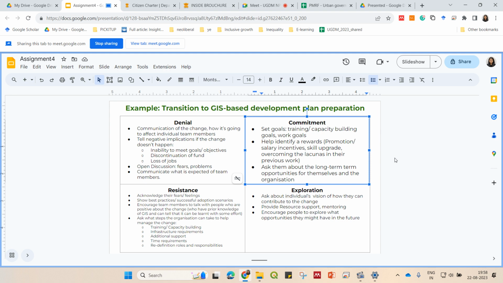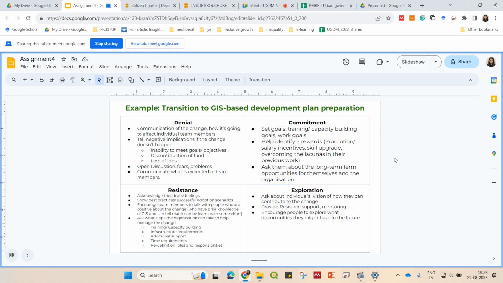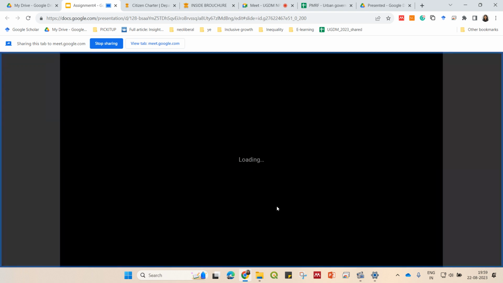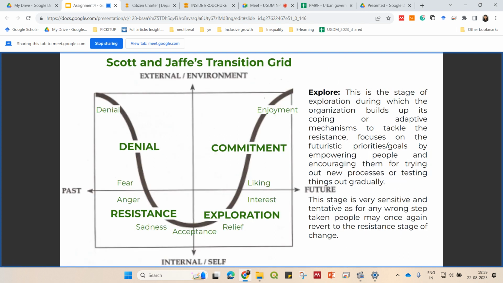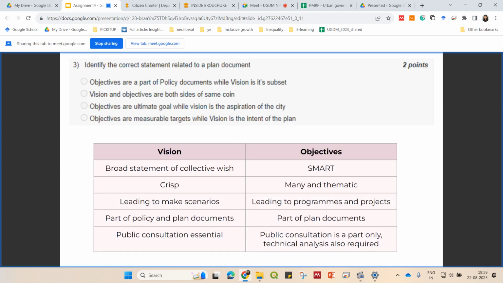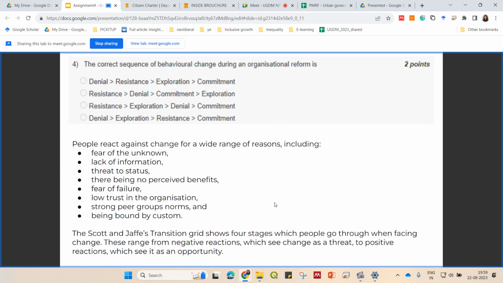So these are some things which as a manager or as a team leader you can do in a case that your organization is going through some transition, and the members of your team are going through these stages of reform or of an organizational reform. So I hope it is very clear to you now what the Scott Jeff transition grid is, and what is the correct sequence of behavioral change that occur during an organizational reform.